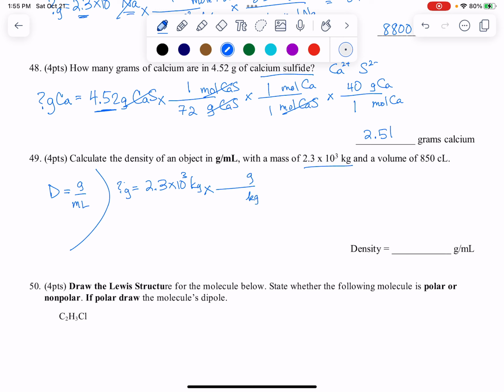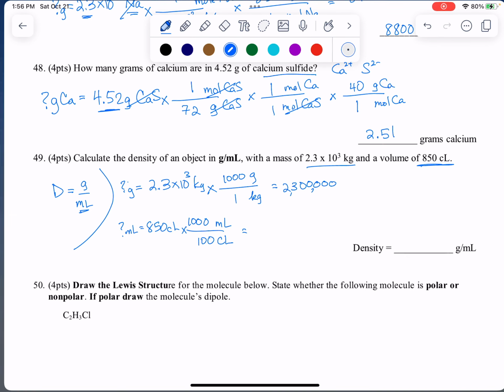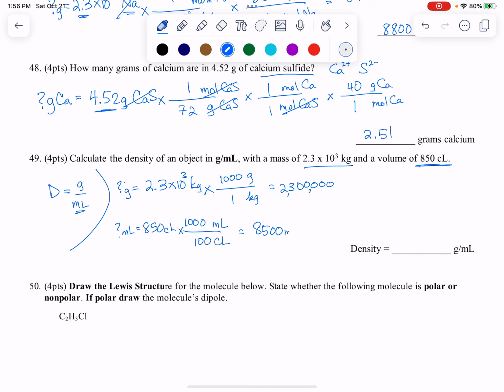Kilograms to grams. There are 1,000 grams in a kilogram. Or you could do 1 over 0.001. That is fine. That's 2,300,000. Lots of zeros. You could write that in scientific notation. Then let's take the volume to milliliters. So how many milliliters is 850 centiliters? That's a unit conversion. Centiliters on bottom, milliliters on top. All right, that's 8,500 milliliters.